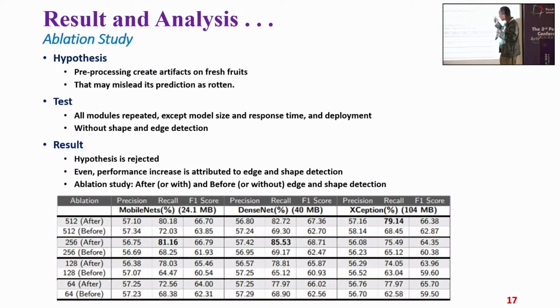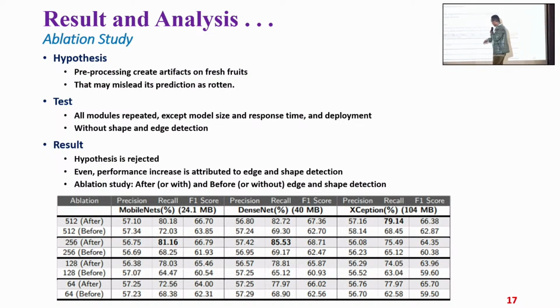So we have also made an ablation study, because we suspected that the pre-processing approach that we have made may wrongly mislead the model to detect fresh fruits as rotten because of the artifacts created on the fruits. And our ablation study shows that the hypothesis that I have told you is rejected. Rather, the pre-processing method that we have applied has an advantage, and does not mislead the model. This is an ablation study that we have made.